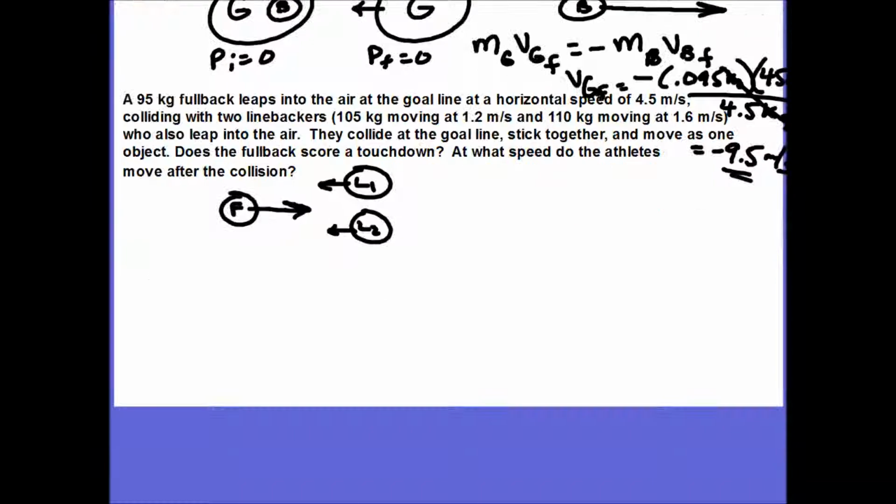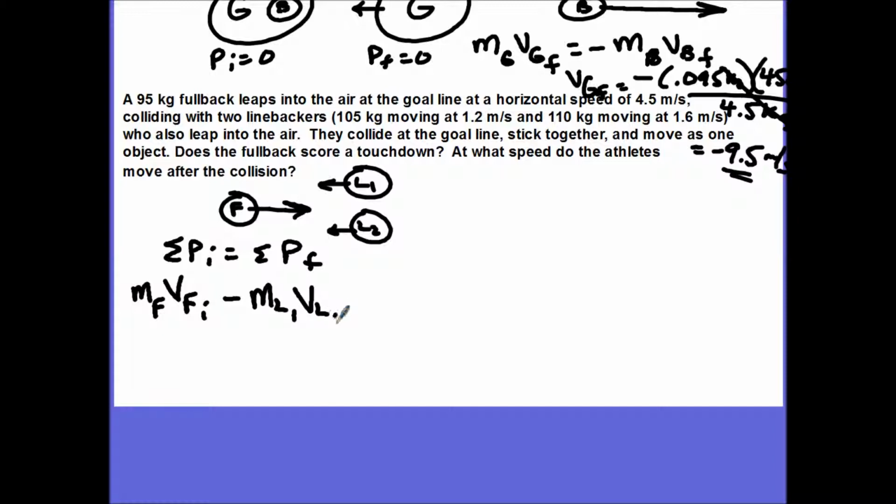Now this is a hit and stick. So what I'm going to do is I'm going to start writing that equation with the traditional hit and stick setup here. But here I have 3 objects that are moving all separately to begin with. So I'm going to write that as the mass of the fullback, the velocity of the fullback initial. Now I'm going to put that in with a minus mass of the first linebacker, times the velocity of the first linebacker initial, minus the mass of the second linebacker, velocity of the second linebacker initial. Now those are negative because they're moving in what I call the negative direction. I'm going to say that's the positive direction. There's the goal line. So positive momentum, negative momentum, negative momentum.